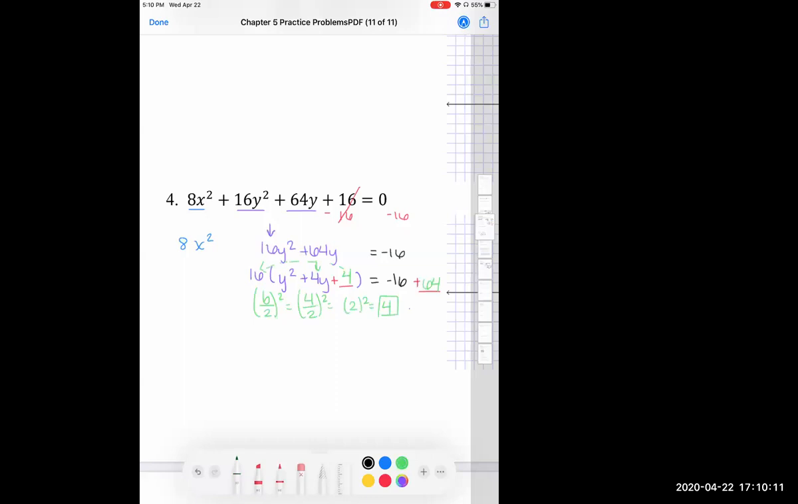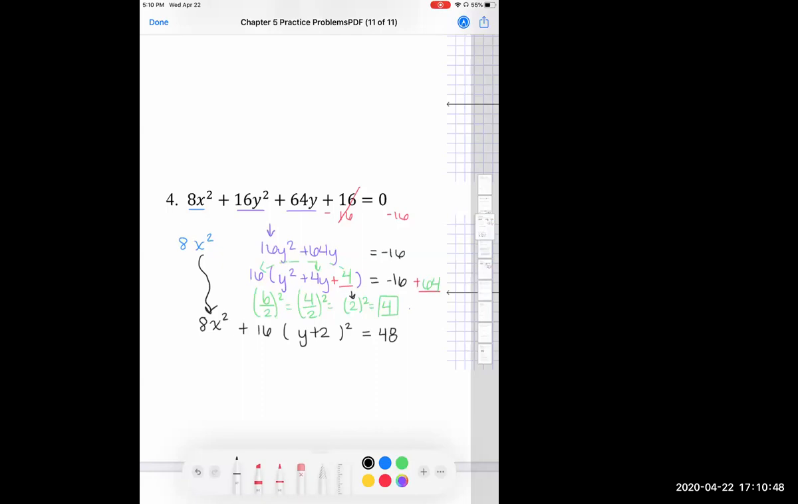Okay, all of this was done so I can complete the square for my y's. So I have 16, and that factors to b, it's always a number before you square, y plus 2 squared is equal to negative 16 plus 64, and that gives us 48. And I still have this x here, right? I didn't have to complete the square because I already have an x squared and there's no other x to consider. So I have 8x squared.